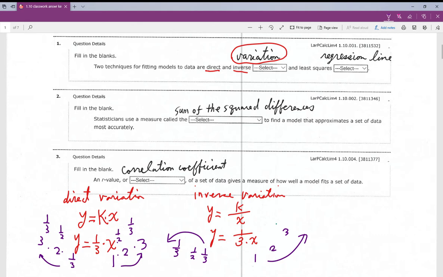When x times 2, y becomes divided by 2. That's the different way. And in the direct variation, when x times 2, y times 2. When x times 3, y times 3. So we call this direct variation. So this is the name of the variation we want to work on for today. And not only these two, sometimes we call it a joint variation.